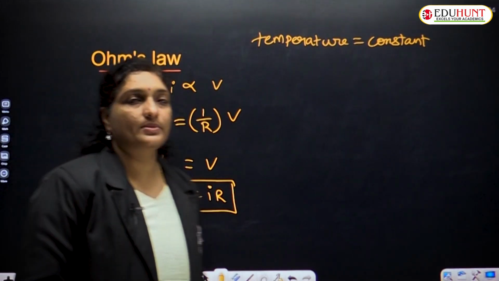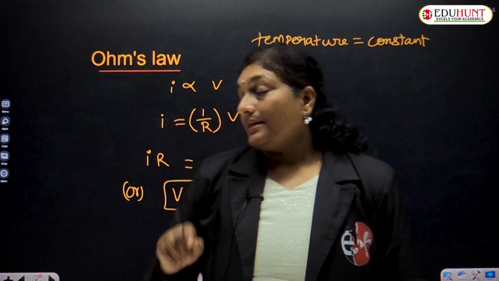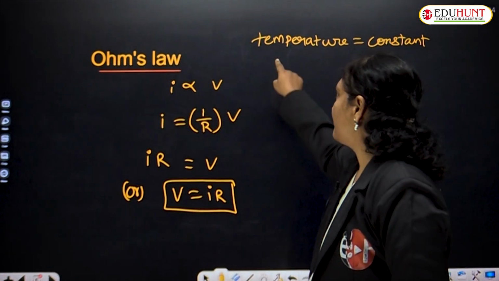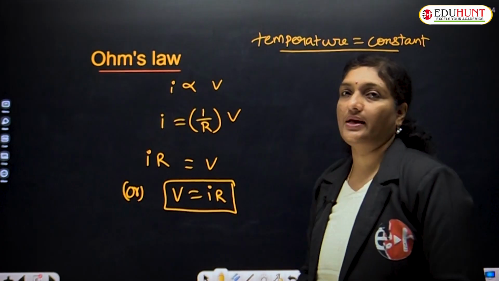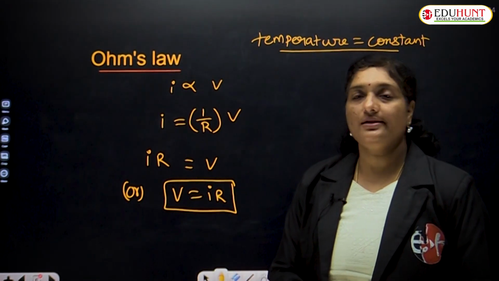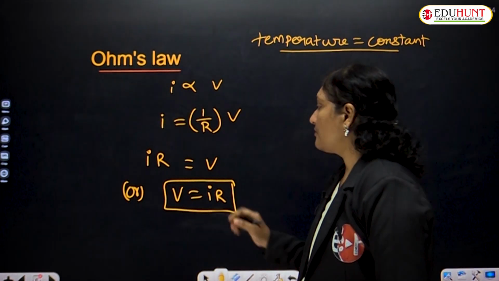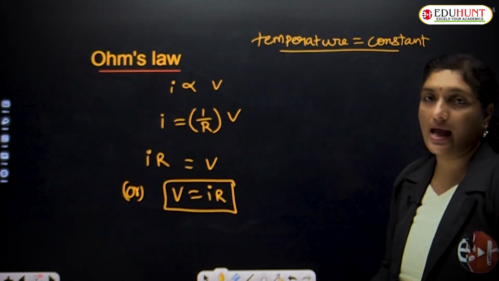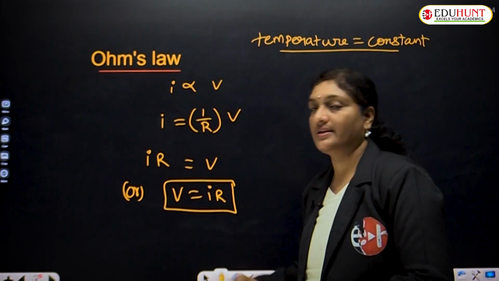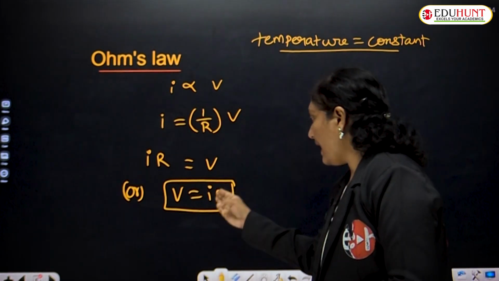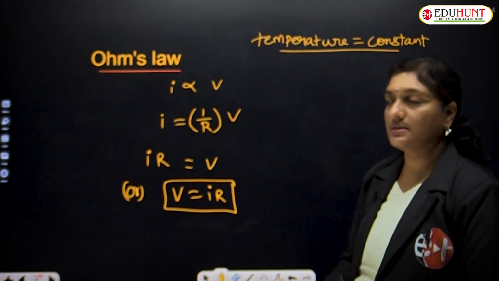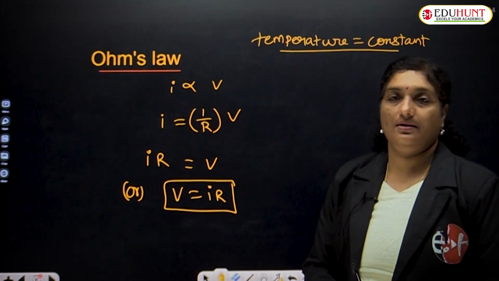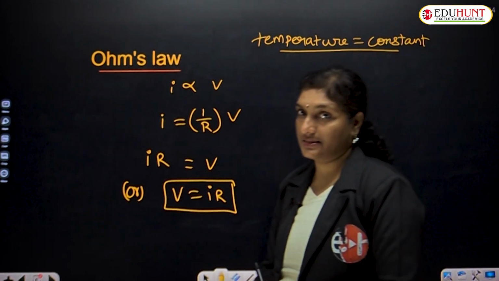So the statement of Ohm's law is as said: the electric current through a metal wire is directly proportional to the potential difference, provided the temperature remains constant throughout the circuit. From this, we have generated the formula V equals IR, where V is the potential difference across the two ends of the conductor, I is the amount of current passing through the circuit, and R indicates the resistor. It can also be called resistance.